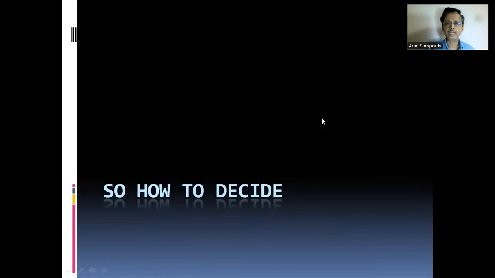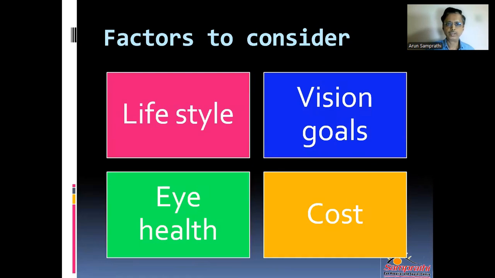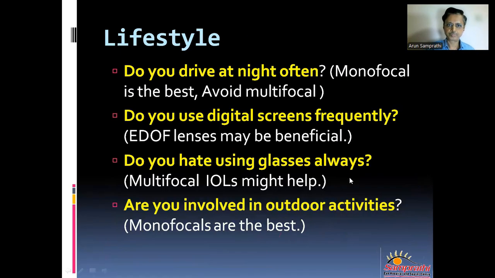So how do we decide which type of lens to go for? The factors which we need to consider are, one, the lifestyle, what type of lifestyle you have; what are the visual goals that you want to achieve; what is the health of your eye; and what is the cost you're able to afford. Coming to the first one, the lifestyle.